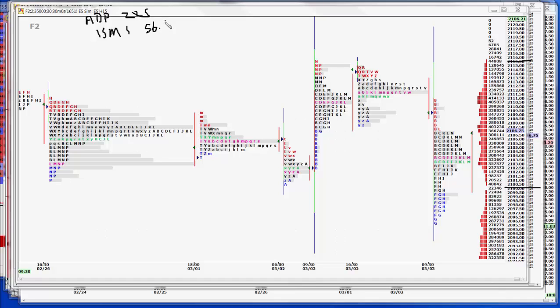And this number does not correlate very well with Friday's number, or didn't used to until they changed their formula. This ISM services number could come in higher than forecast. The ISM manufacturing number came in lower than forecast. So that's where we are.